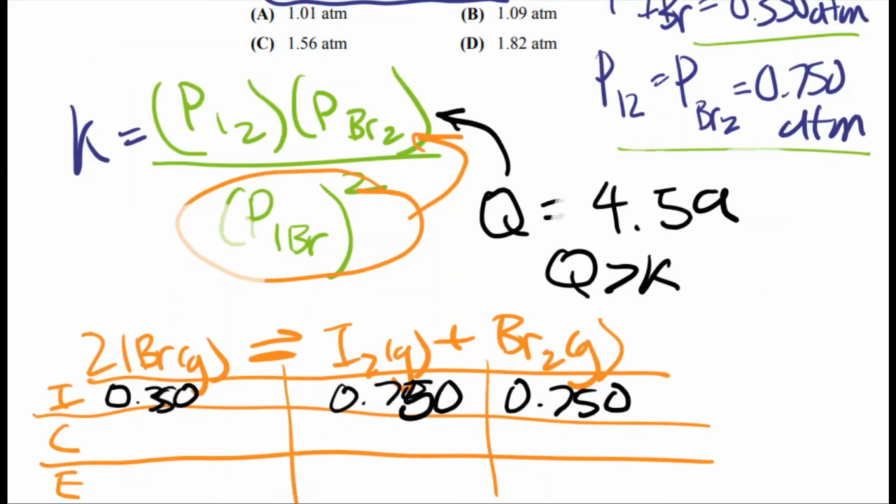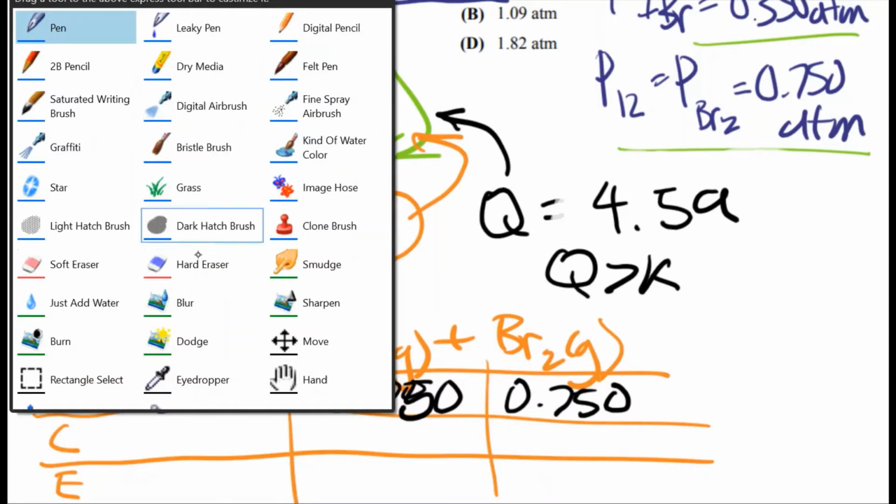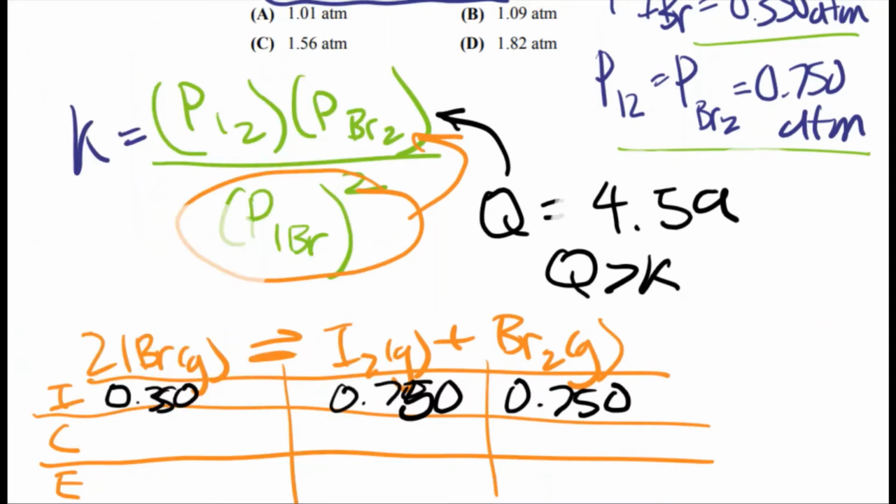So now that we know that the reaction will go backwards, we can actually do something really cool. So we can erase this and say that this reaction will go backwards until it reaches equilibrium. So this stuff will be lost, minus x, and this will be plus 2x.